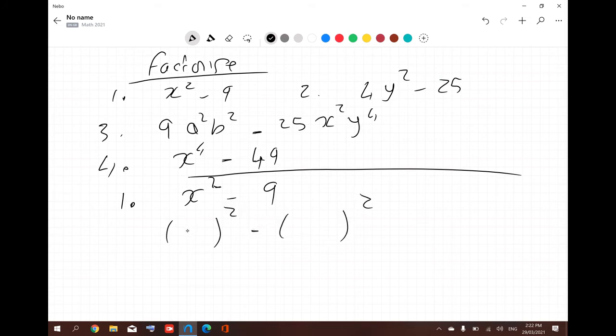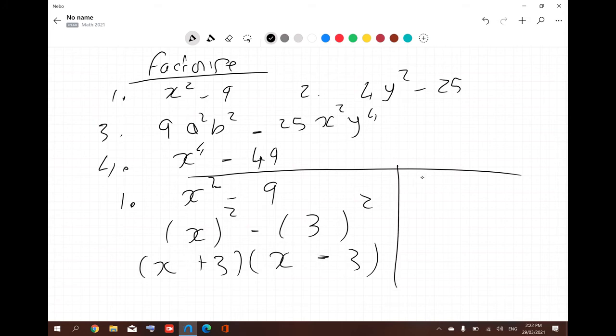So x squared: what symbol do I put in so that when I square it I get x squared? Simply it is x. Minus is a minus, and what number do you square to get 9? You get 3. And then simply I'll create my two brackets by taking the square root of x squared, which is x, and the square root of 3 squared, which is 3. Once I'll add them and once I'll subtract them.